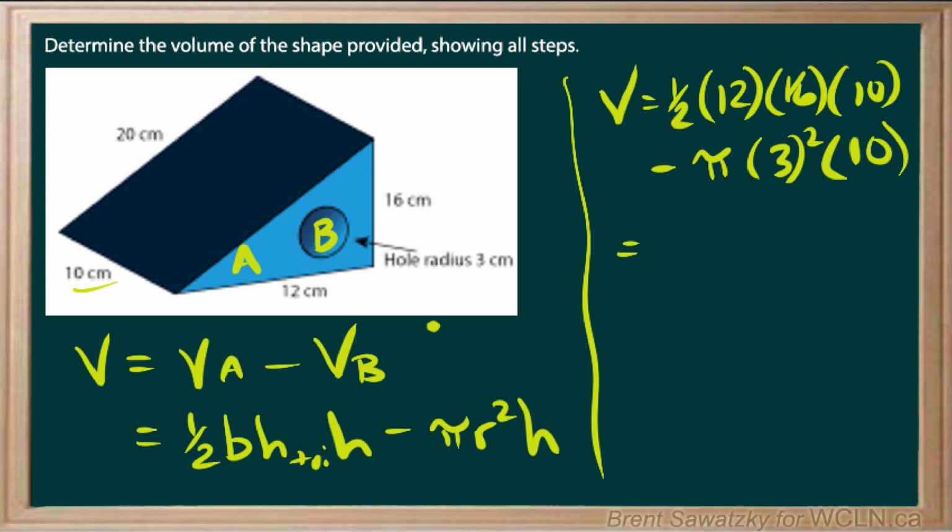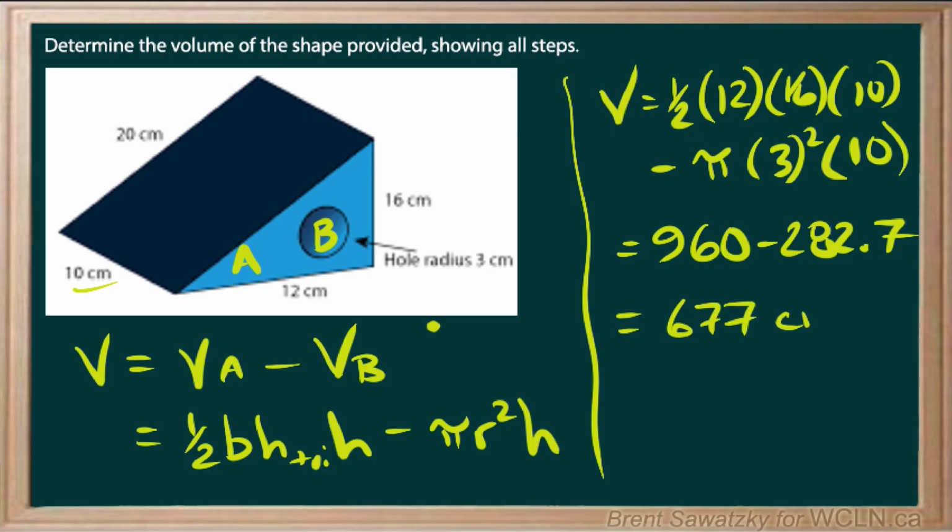Okay, so we end up with all that first bit all multiplied. You could use your calculator for that, 960. And then the cylinder in there would come out to be 282.7 or so. And then we'll subtract those, and we end up with 677 centimeters cubed. And again, a little bit of rounding there. But yes, everything was in centimeters, so centimeters cubed makes total sense for the volume, and we're all done.